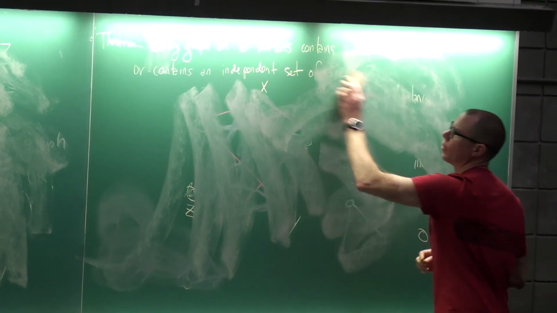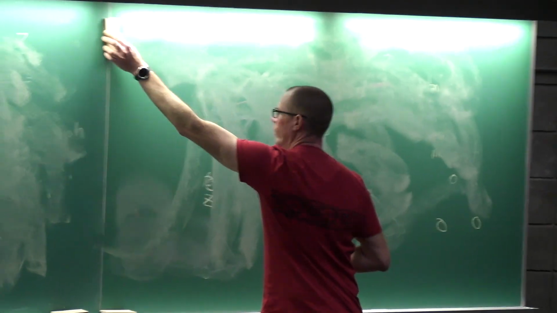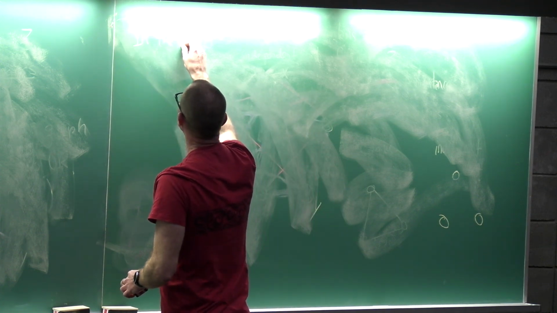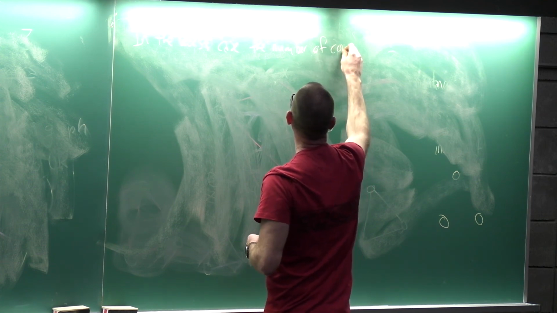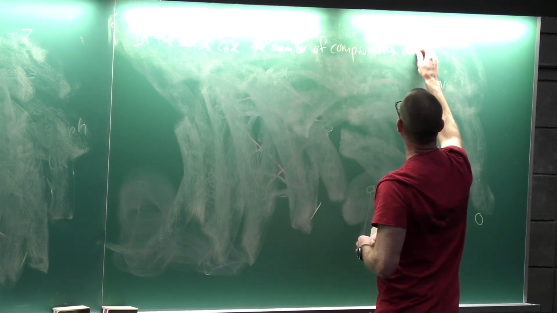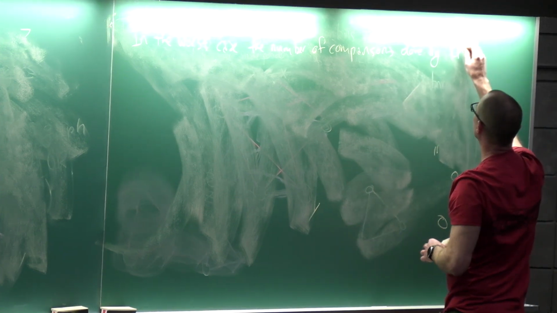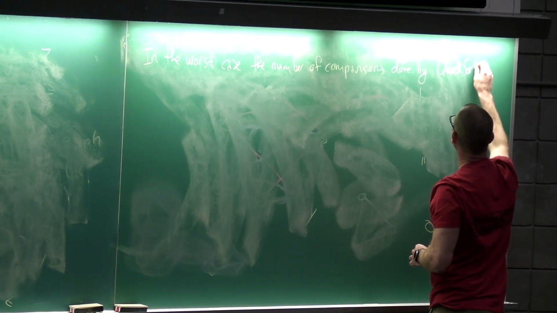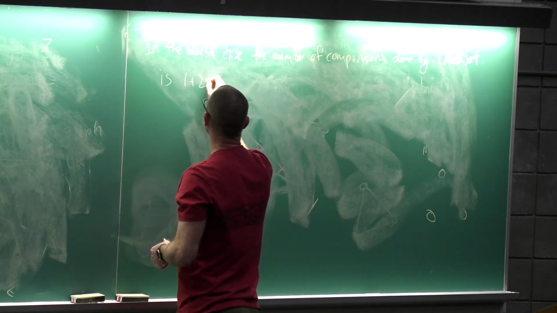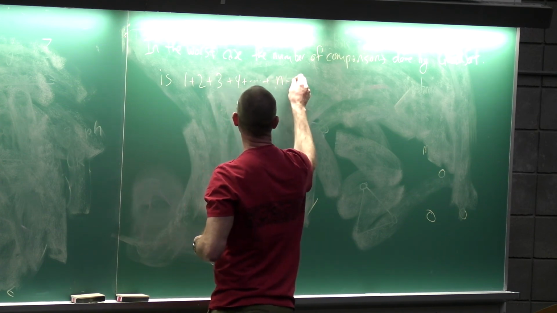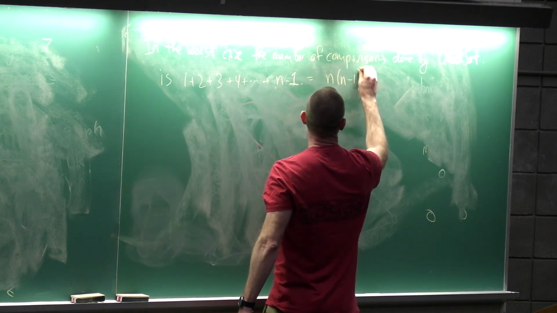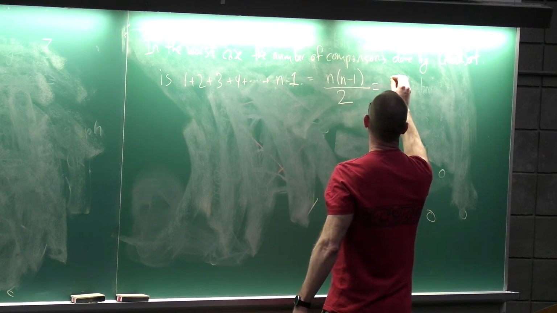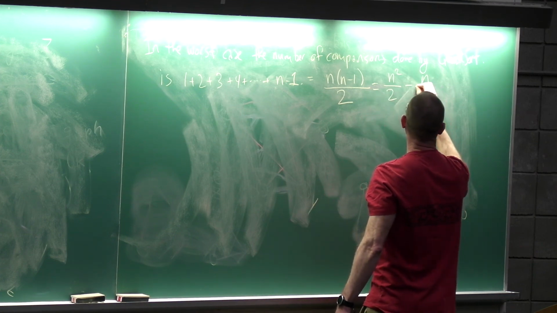So in the worst case, the number of comparisons done by Quicksort is 1 plus 2 plus 3 plus 4, all the way up to the n minus 1 comparisons that it did in the first stage, which is n times n minus 1 divided by 2, or if you like, n squared divided by 2 minus n divided by 2.